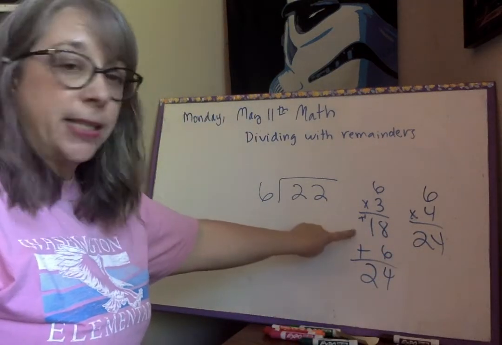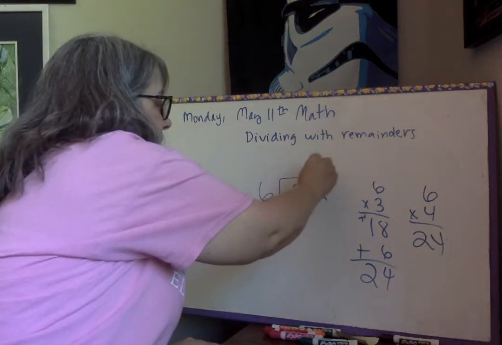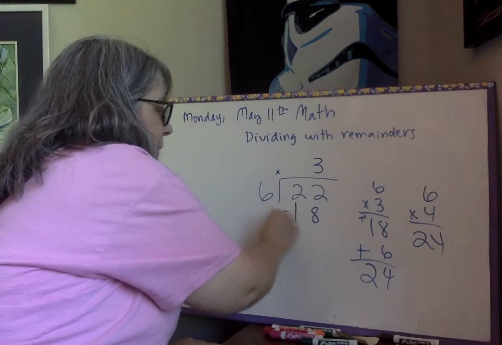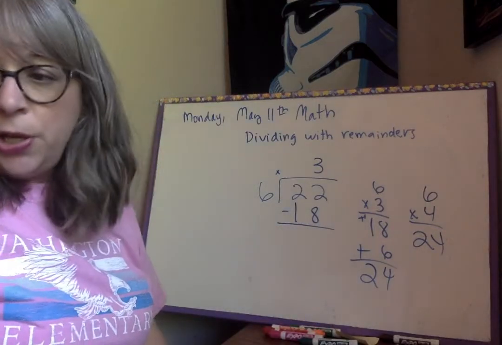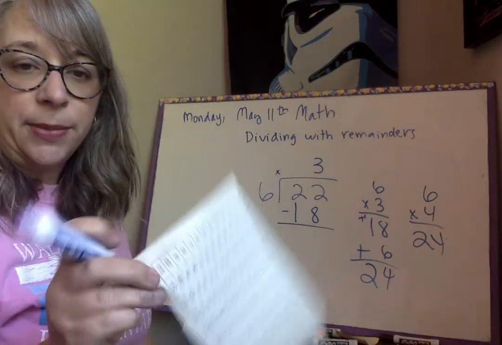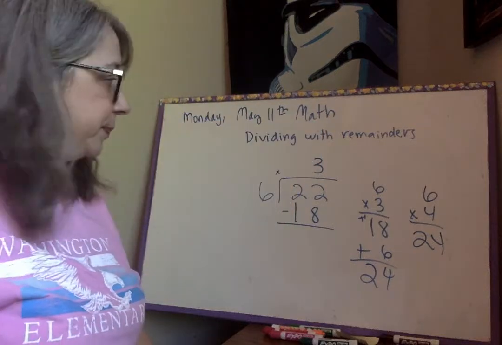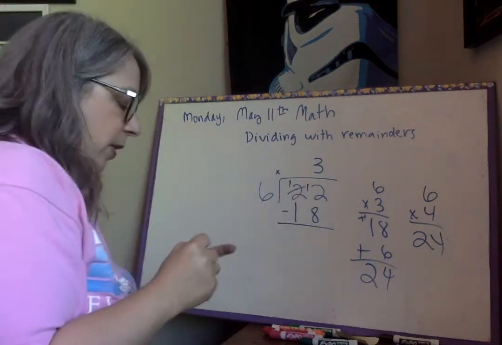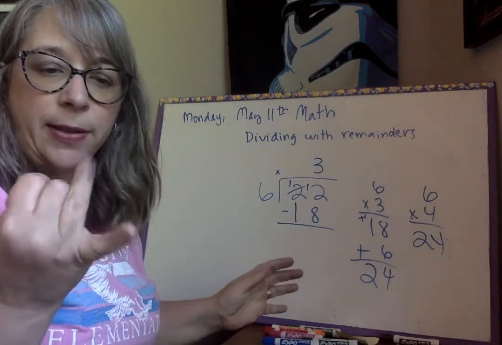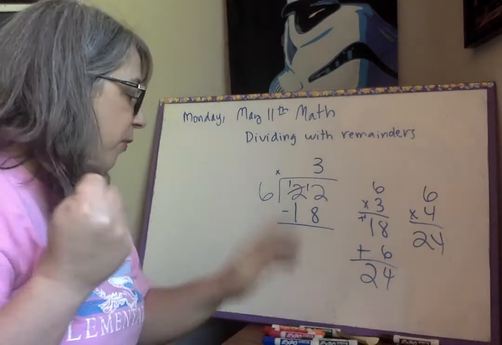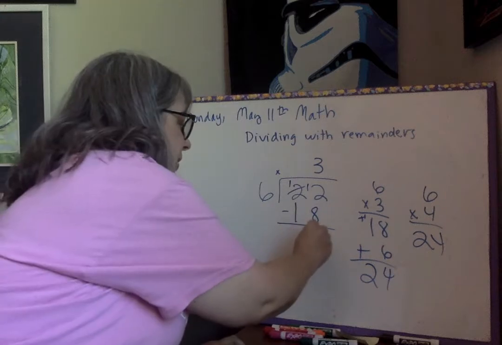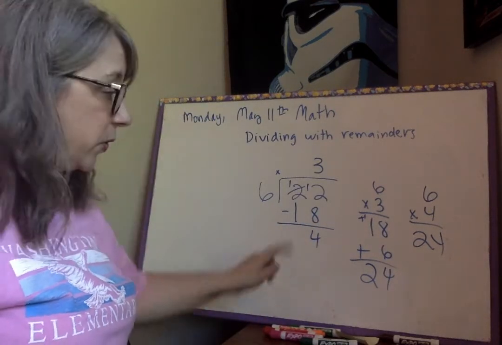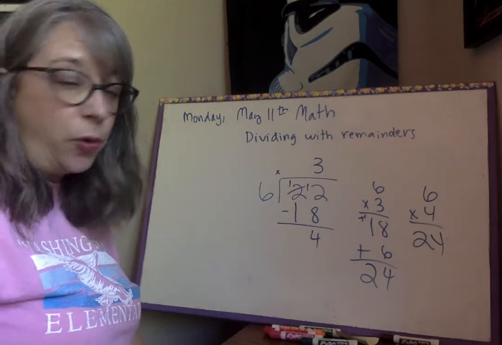But we can use 6 times 3. So 3 times 6 is 18. And we're going to subtract those two numbers. You can use your number grid and subtract 18 if you like, but I'm just going to borrow. So 12 minus 8 is 4. Can 6 go into 4? It cannot. So our remainder is going to be 4.